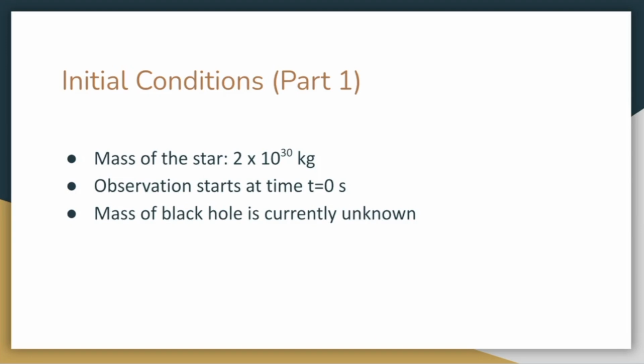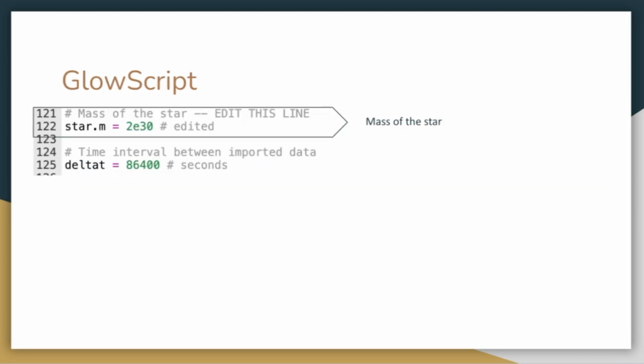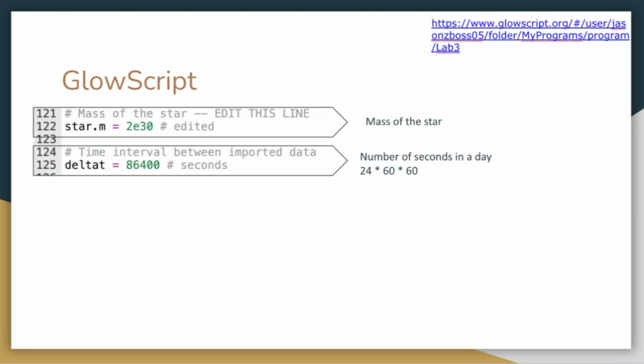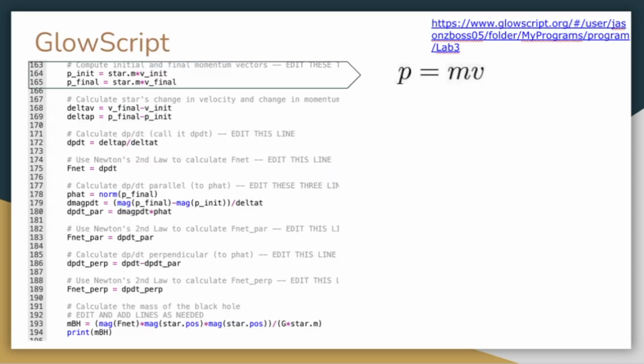Mass of the star is 2 times 10 to the 30th power kilograms. Our observation starts at time t equals 0 seconds, and the mass of the black hole is currently unknown, but we will be able to find this in a bit. This is the mass of the star, which is given to us. And here we've calculated our time step, delta t, which is 86,400 seconds and is equal to 1 Earth day.